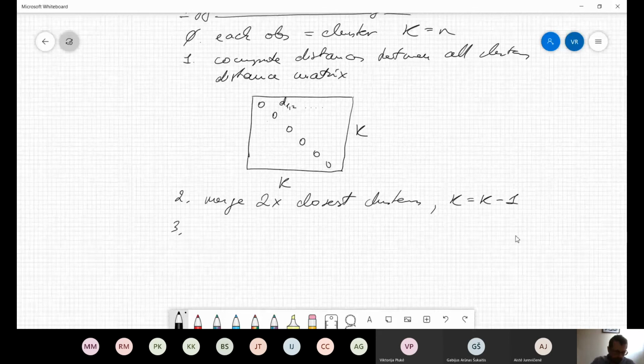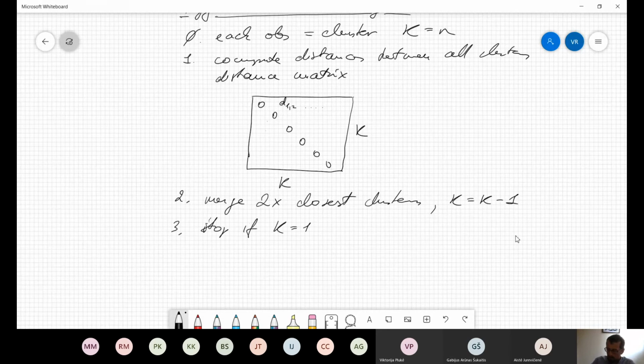Okay, and step 3, stop if k equals 1. If we reached one cluster, if everything was merged into a single cluster, so basically stop, else go to 1, right? Go to 1, compute distances, merge, compute distances, merge, compute distances, and merge, and merge, and merge, and so on.